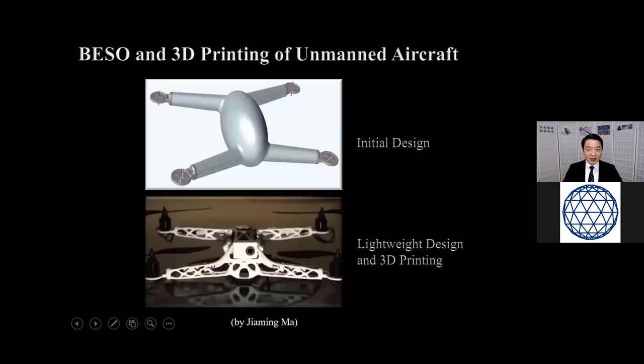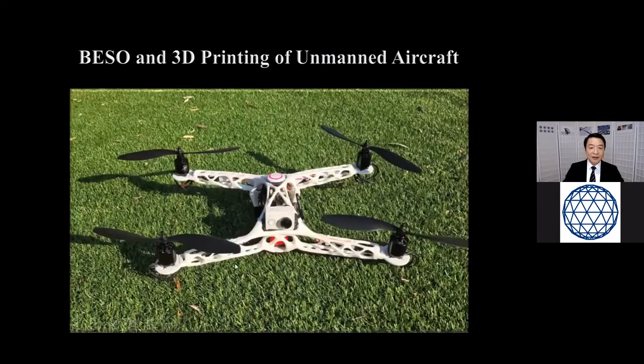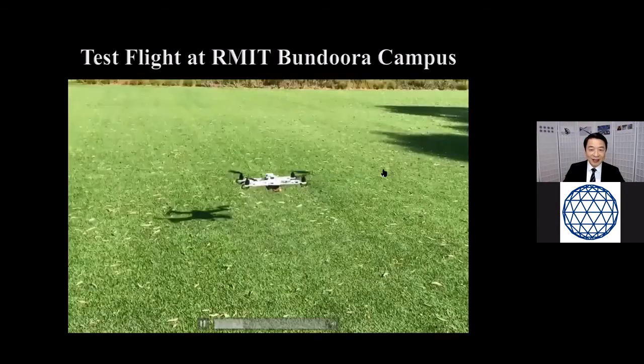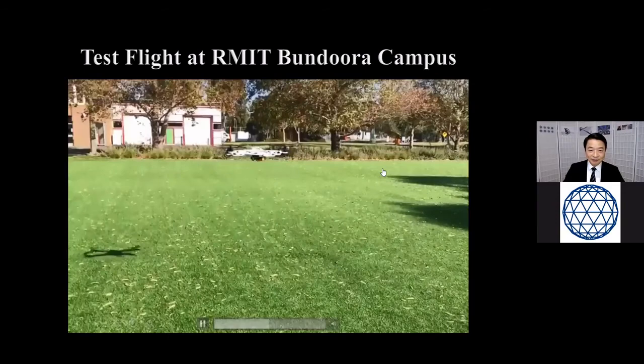And another student applied the technique to design an unmanned aircraft. So we can put the material anywhere in the design region, and by applying the forces on the 4 propellers, considering different loading conditions, we can come up with the design, and the whole airframe is 3D printed in 1 piece. And we did some test flights, it flew very well, and it's very light and strong.